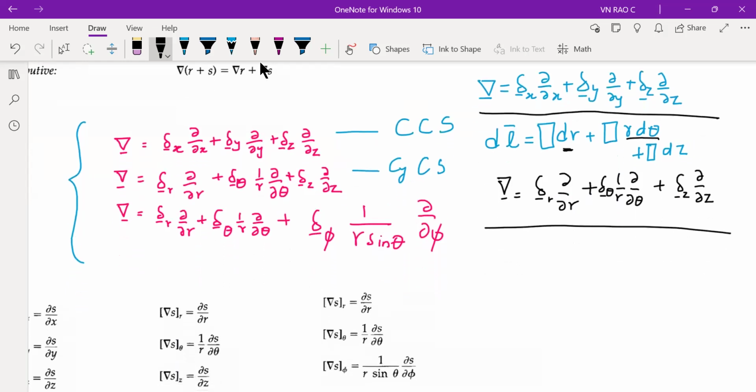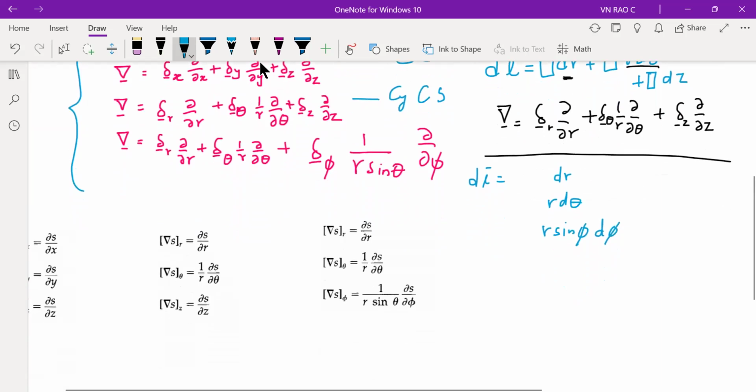Similarly, you can understand what is given in spherical coordinate systems. The differential length would be the sum of dr, r d theta, r sine phi d phi. So how do we write the del operator in spherical coordinate systems?